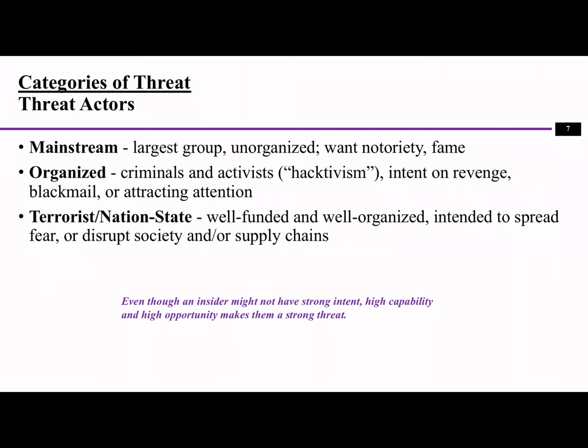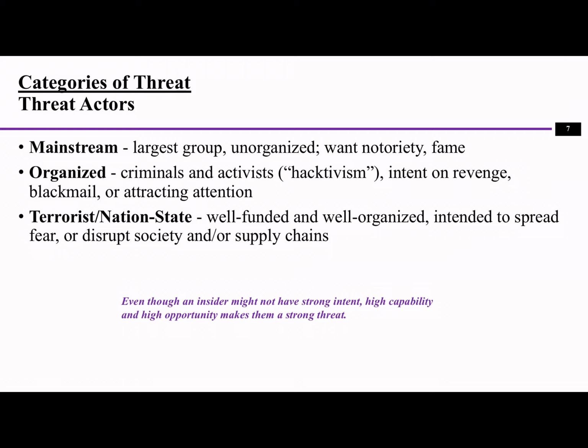In terms of cyber physical systems, there are actually many threat actors. We can categorize those into three groups. The one is the mainstream. So mainstream will be the largest group. They are typically unorganized, and they either want to have some fame or have some other purposes. So these are a little bit hard to identify, and also hard to manage, because they do not have a clear goal or purpose. All they want to do is just to make some damage.